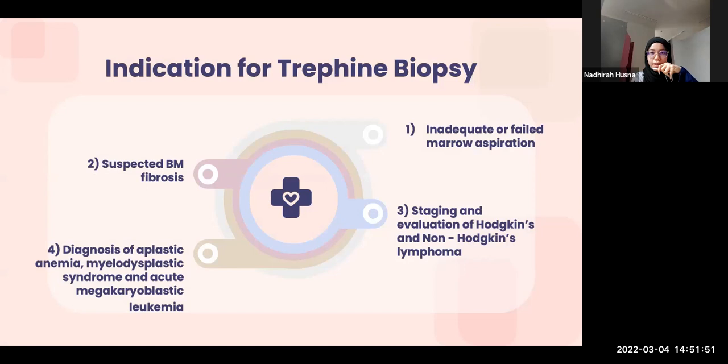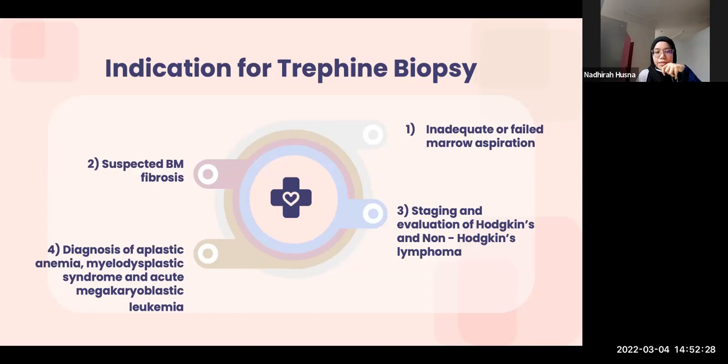Indication for trephine biopsy. The first one is if the bone marrow aspiration is inadequate. For example, if there is dry tap from the bone marrow aspiration, then we can go for trephine biopsy. The second one is if the bone marrow is fibrous, then we want to do the bone marrow biopsy as well. Bone marrow biopsy is also used to stage and evaluate the Hodgkin and non-Hodgkin lymphoma. The reason is because we want to see how the lymphoblast actually appears at the bone marrow, because it can tell what is the stage of the Hodgkin lymphoma.